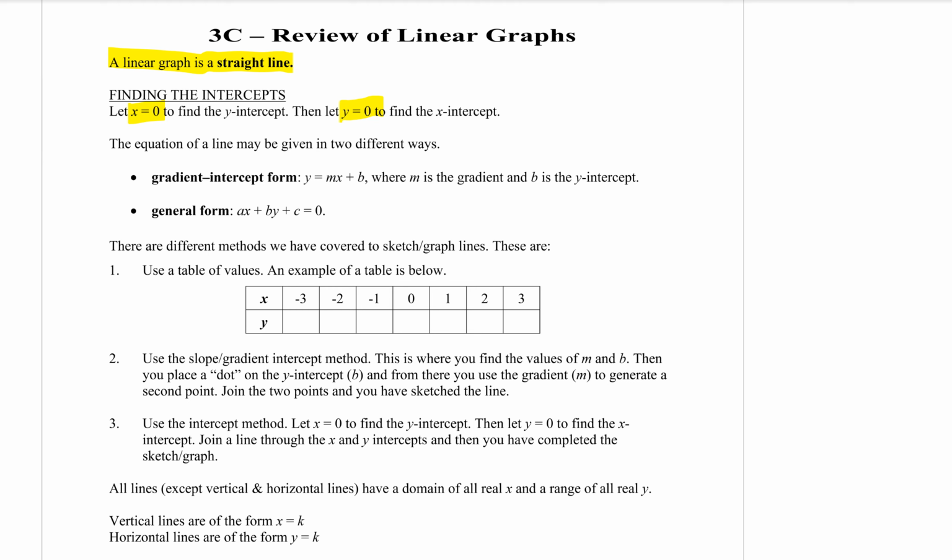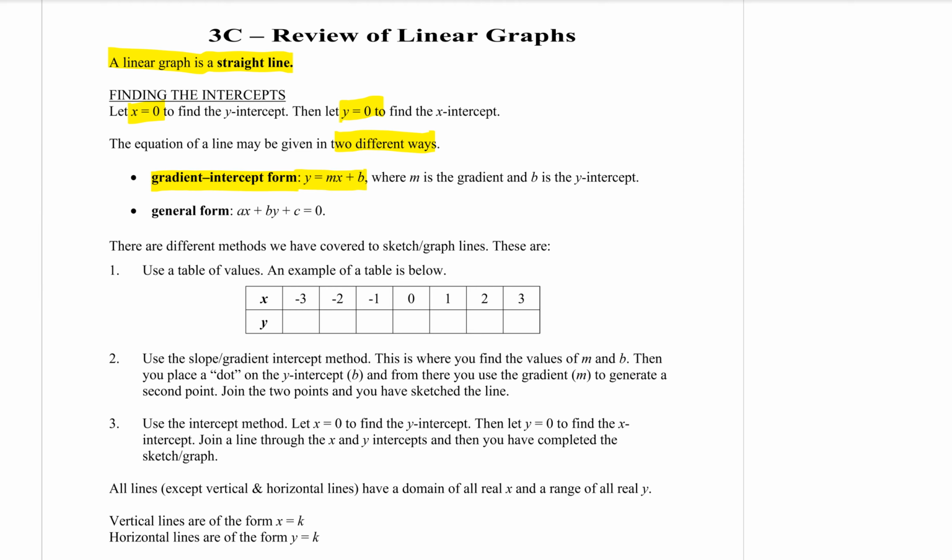There are two different ways that you can give the equation of a straight line. First of all, we have the gradient intercept form, which is the y equals mx plus b that we're familiar with, where m is the gradient and b is the y-intercept.